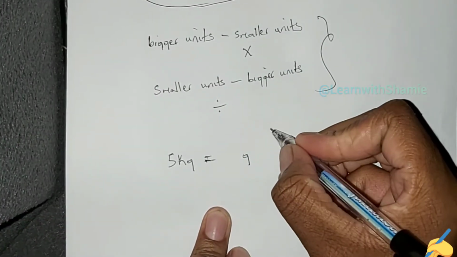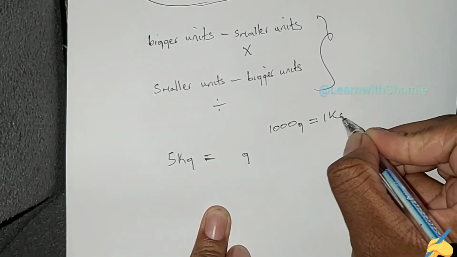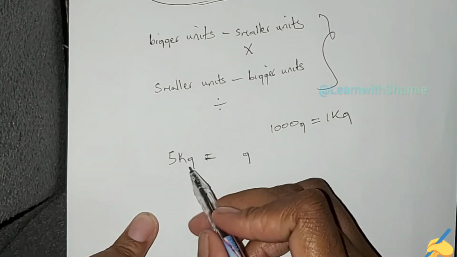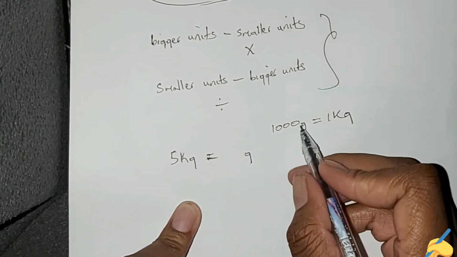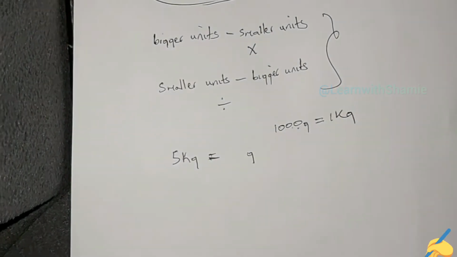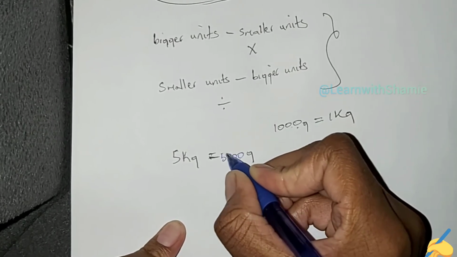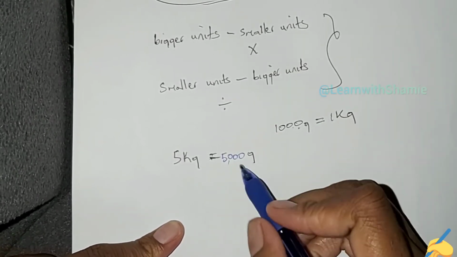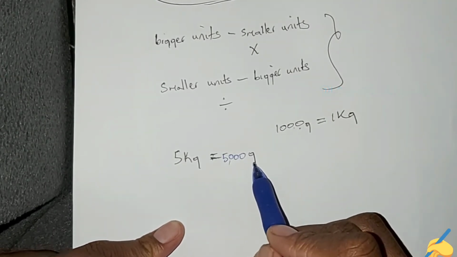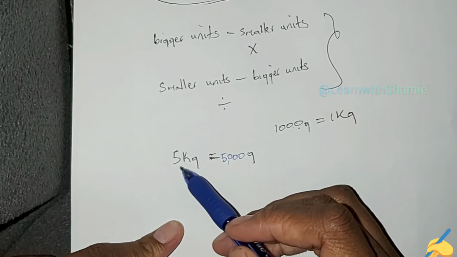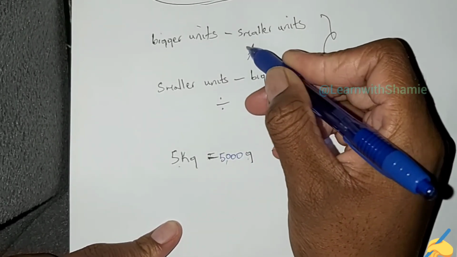So being that 1000 grams is equal to 1 kilogram, we're going to convert 5 kilogram into grams. So we multiply. So 5 times the 1000 gives us 5000. So our answer would be 5000 gram. So 5 kilogram would be equal to 5000 gram. So converting from a bigger unit to a smaller unit, you multiply.